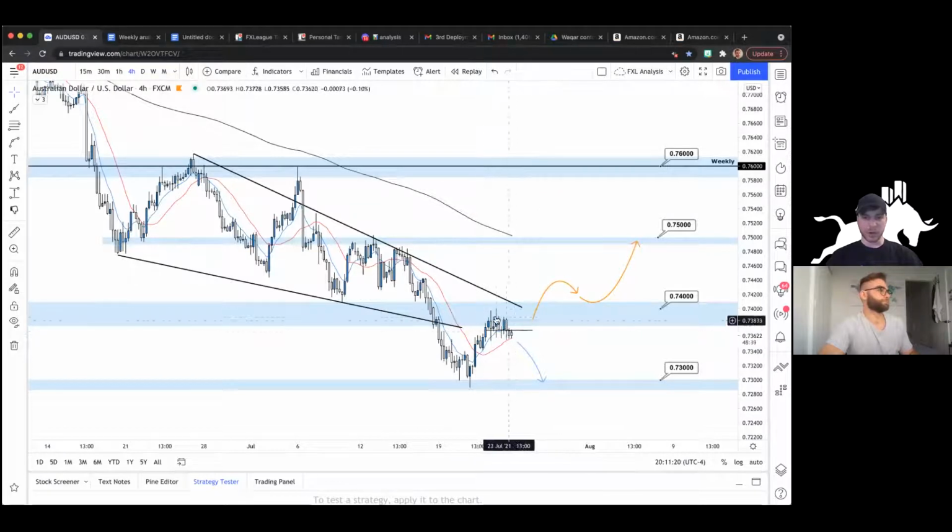Okay, so this would be perfect to see. We have nice rejection here. We saw a nice little cross of minor structure here on the lower time frame. And now this is a couple of confirmations away from a pretty good short opportunity, and we'll be targeting back down towards 0.73.